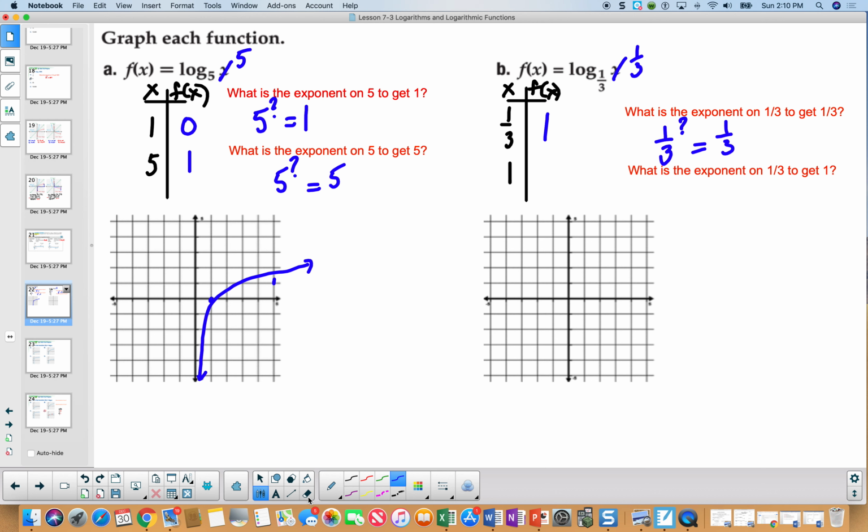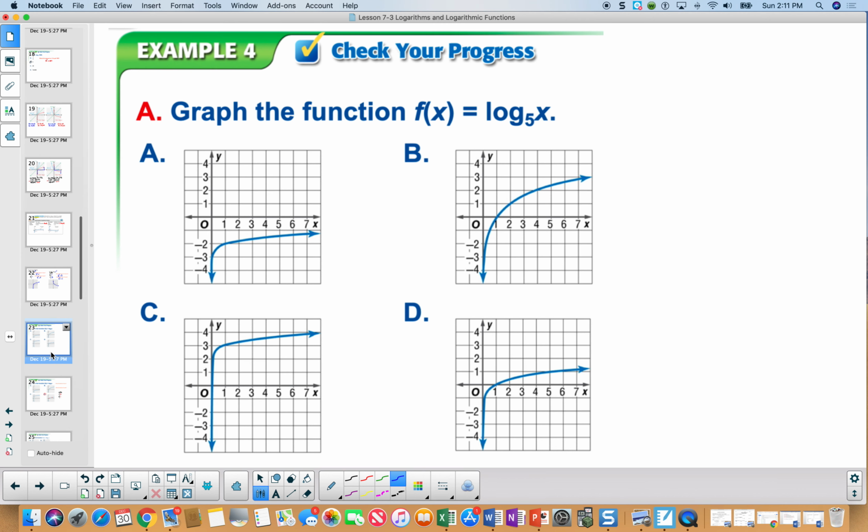Now what I want to do is substitute, instead of 1/3, I want to substitute 1 in there. So what is the exponent on 1/3 that'll get you 1? And that answer is 0. So with these I should be able to graph. So (1/3, 1) and (1, 0), and the graph's going to look something like this. Okay, your turn.